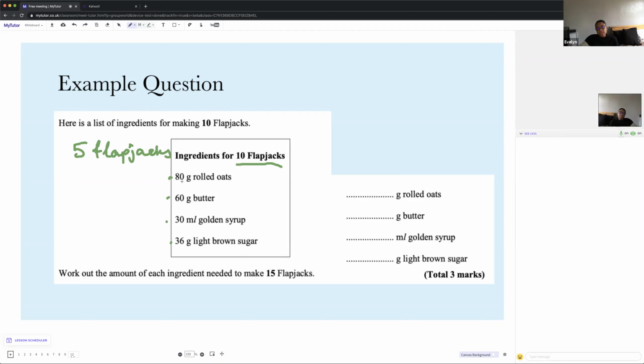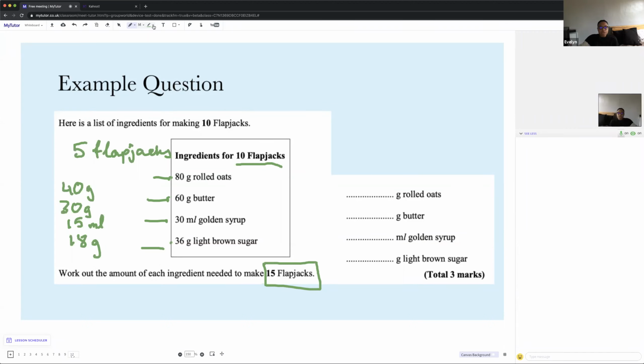Now, if 10 gives us 80, we can halve it so that 40 grams is the amount we need for rolled oats, then 30, 15, and 18. So 30 grams, 15 milliliters, and 18 grams of each of those ingredients to make 5 flapjacks. Now we're not done because we want 15. To get from 5 to 15, we have to multiply by 3, exactly what you guys are saying.